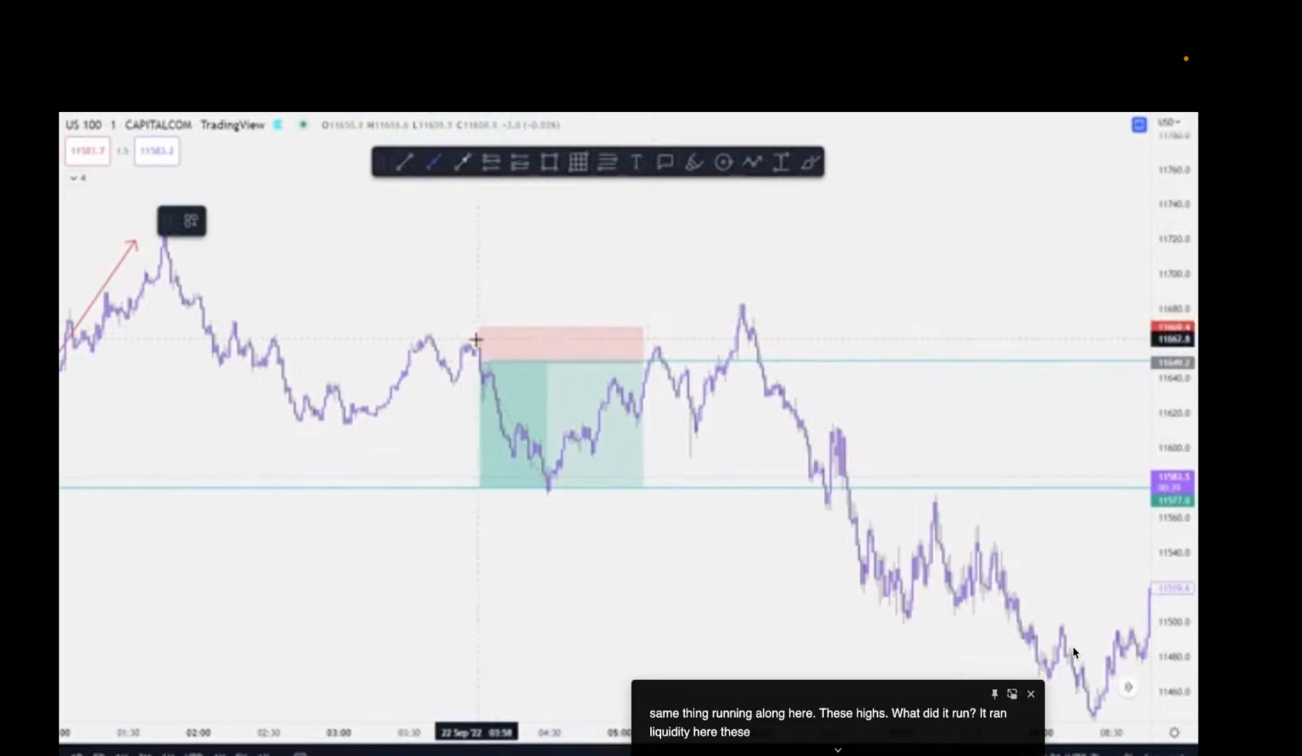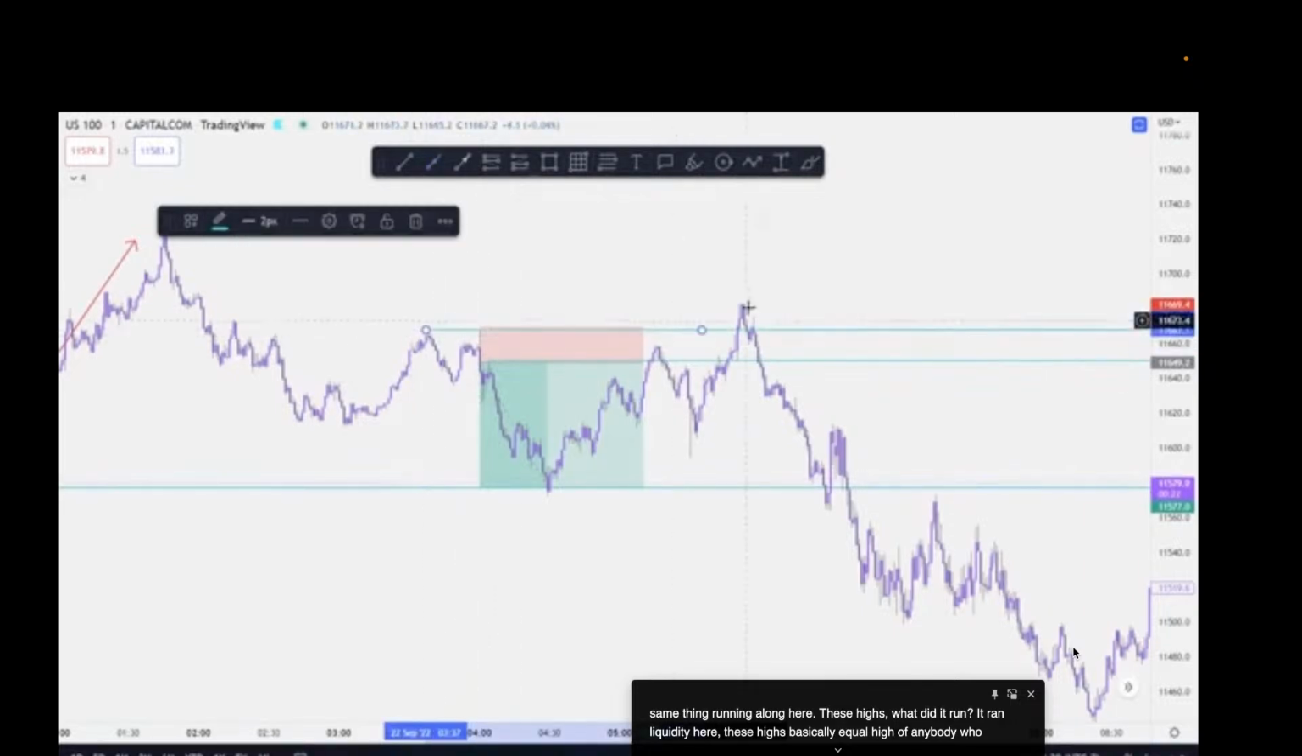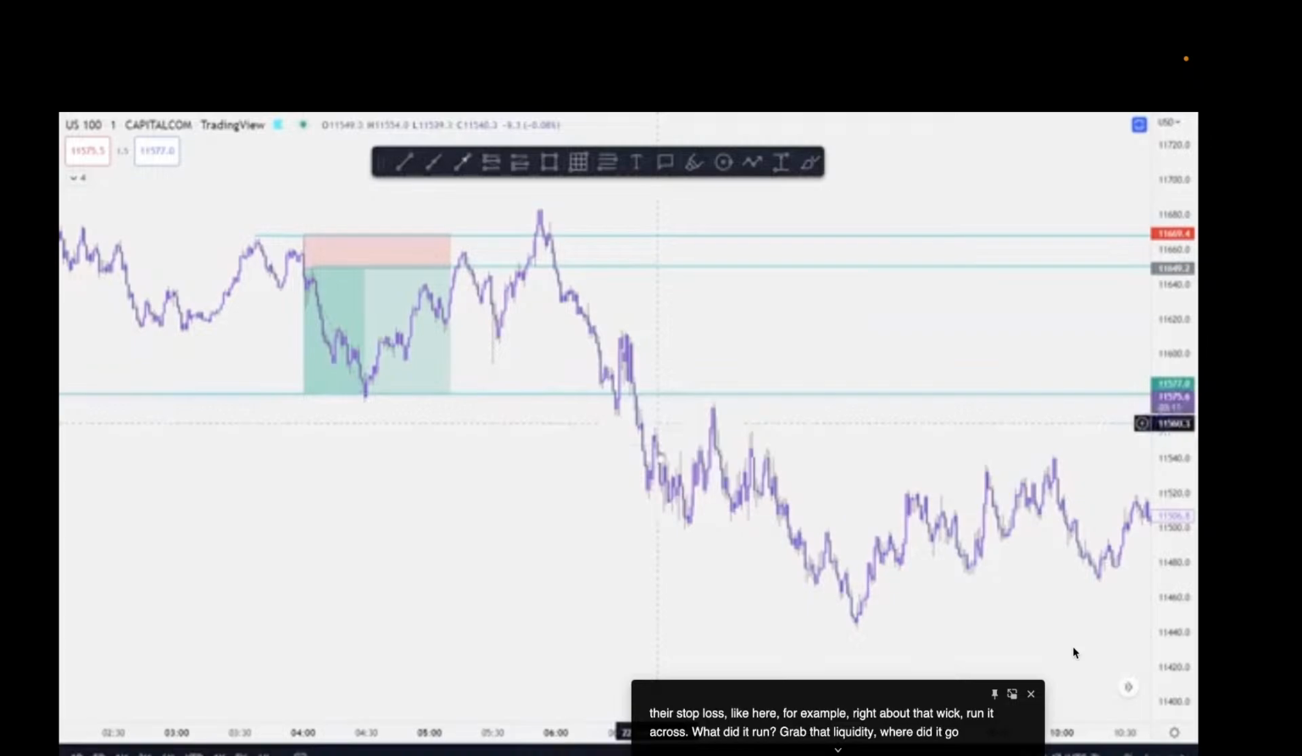These highs basically equal the highs of anybody who put their stop loss, like here for example, right above that wick. Run it across. What did it run? It grabbed that liquidity. Where did it go? It continued the movement down. Frequently a market, as it's moving, will consolidate.